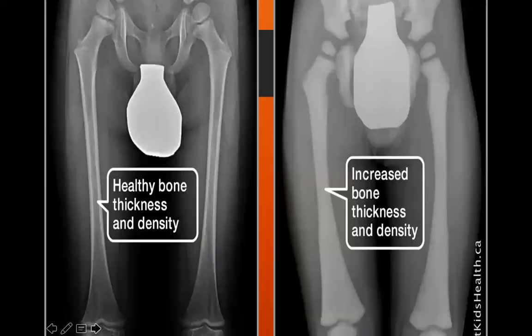In osteopetrosis, there is an increased bone thickness and density. That's why it really looks like marbled bones, whereas in the normal X-ray, this is a healthy bone thickness and density compared to your osteopetrosis, which has an increased bone thickness, and that is very characteristic of your osteopetrosis. Again, the defective cell here is the osteoclast.